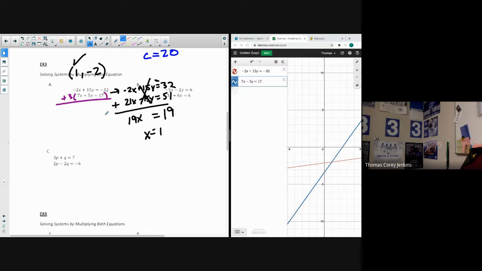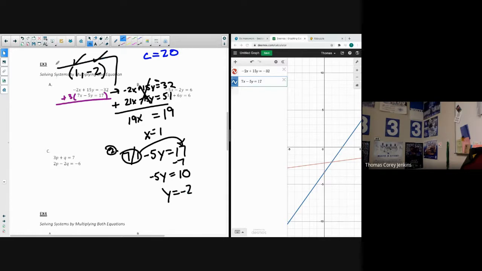So let's just sub into the bottom. So that'd be step 2. Be 7 times 1 minus 5 times y equals 17. So first step would be -7 to both sides. That would leave me with -5y equals 10, because 17 minus 7 is 10. And then 10 over -5 tells me that y is -2, which again, we already knew, but now we have the work that proves the answer.